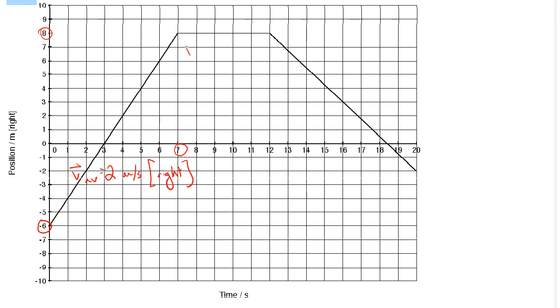Here, if we're not moving, the average velocity in this time interval is just 0. And here we're going from the 8 meter mark to the negative 2 meter mark, that's 10 meters, and we're doing that in 8 seconds. 10 divided by 8 is 1.25. So V average is 1.25 meters per second, and in this case, it's to the left. Okay, so that is position time graphs.